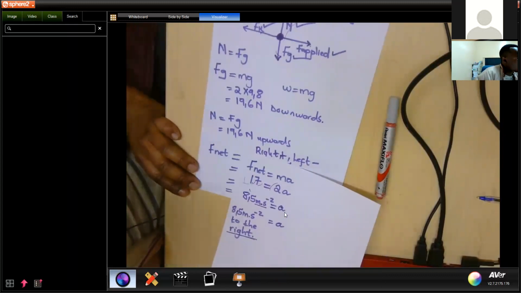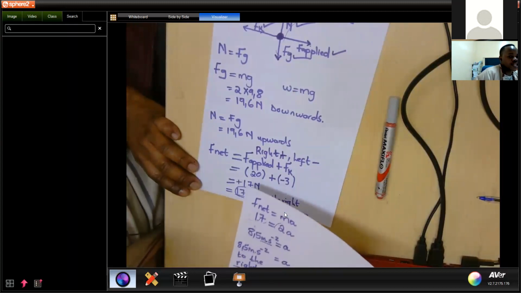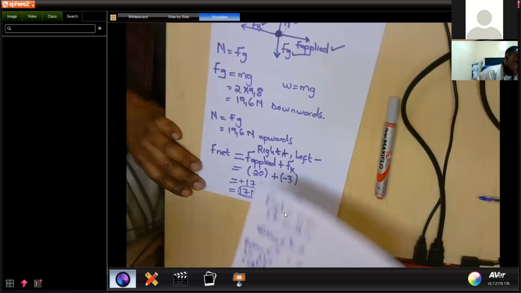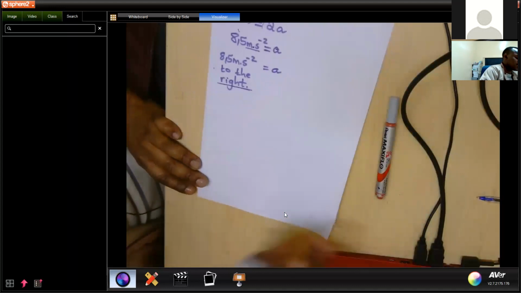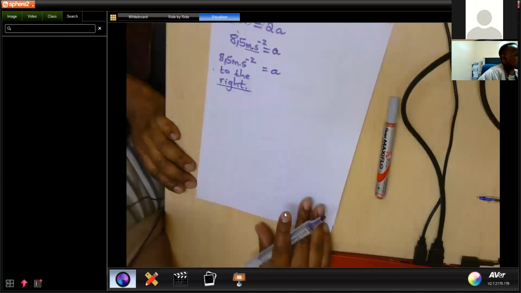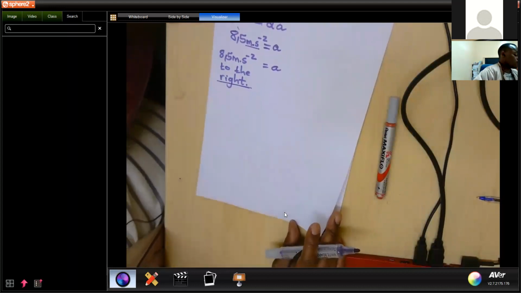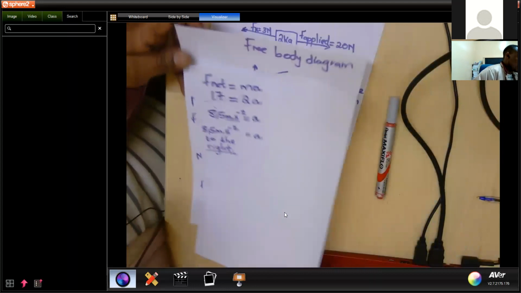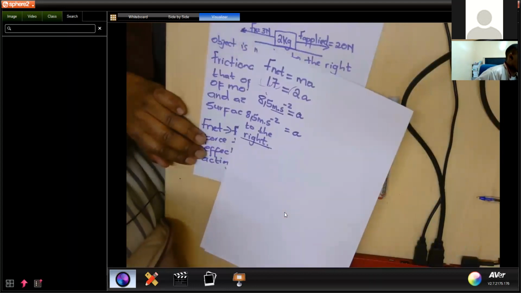And according to Newton's second law of motion, we are correct because the object accelerates in the direction of the net force, and hence the direction of the net force is to the right, and the direction of the acceleration is to the right.